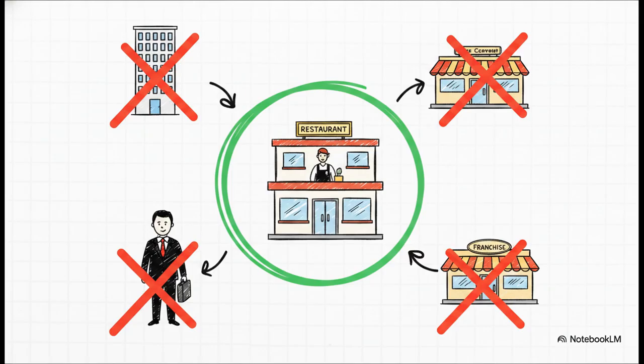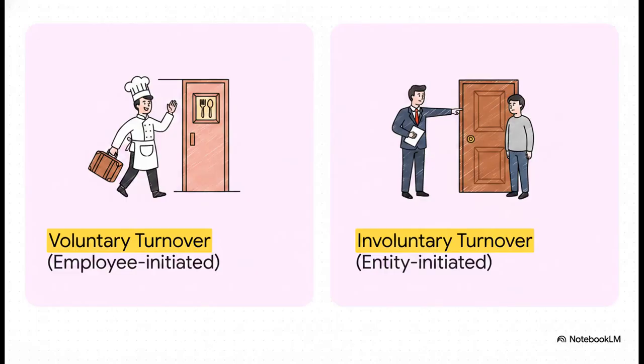You only want to measure the turnover of the folks actually working on site in the restaurants you directly operate. So for this specific turnover metric, you've got to leave out your corporate staff, your executive team, and this is a big one, any franchise locations. We are looking strictly at entity-owned restaurant employees here. Make sense?